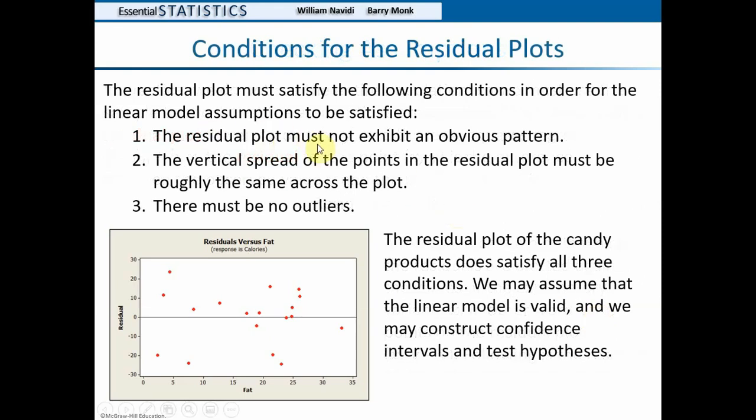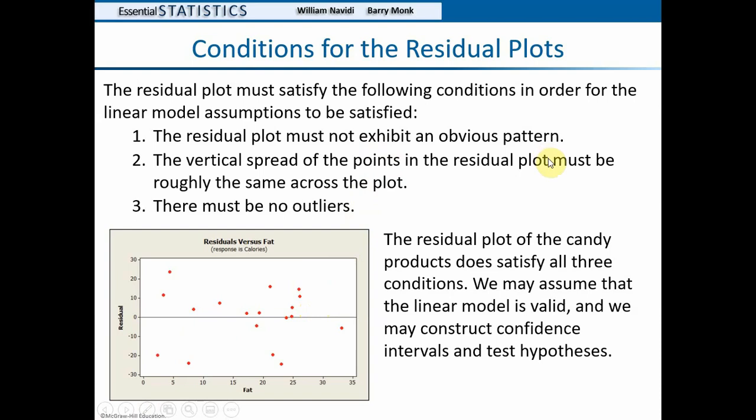So the residual plot must not exhibit an obvious pattern, like all of them low here and all of them high there, or all low here and then all high here. The vertical spread of the points in the residual plot must be roughly the same across the plot. So it's the differences in here, you're seeing pluses and minuses. And there must be no outliers. All of a sudden, there's some dot way up here when most of them are here.